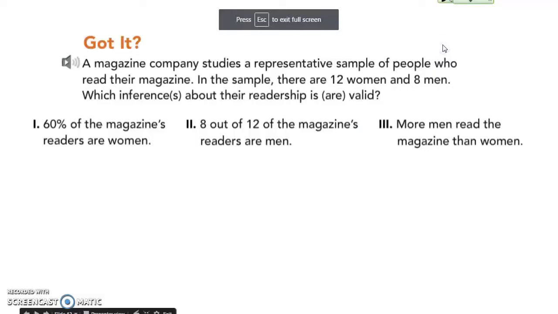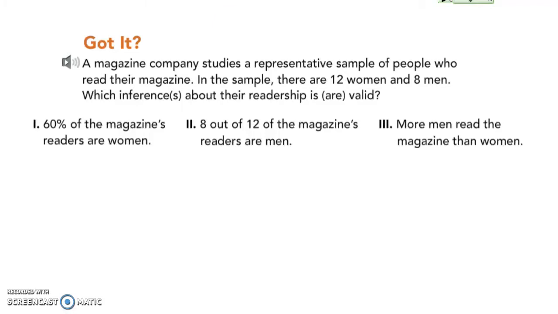Alright, so let's figure out which of these are going to be valid inferences. Remember, they have to be based on a representative sample. So we read in the question, magazine company studies a representative sample, so that's good, of people who read their magazine. In the sample, there are 12 women and 8 men, which inferences would be true. Alright, the first one, 60% of the magazine's readers are women. Well, let's figure out if that's correct. We have 12 women out of how many total readers? 12 plus 8 would be 20.